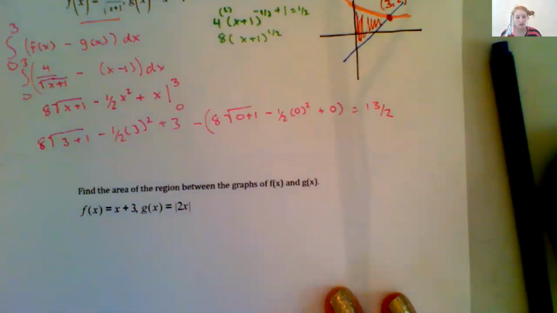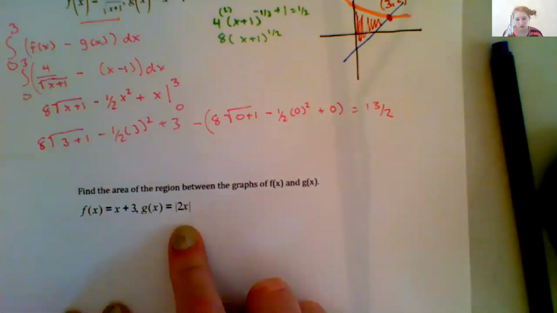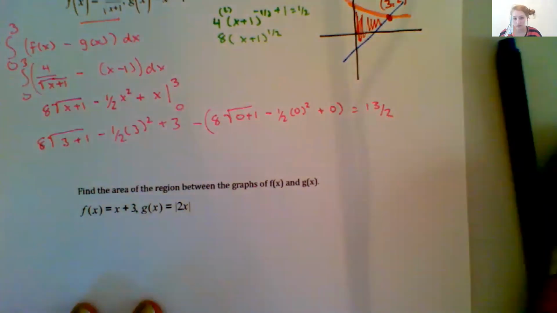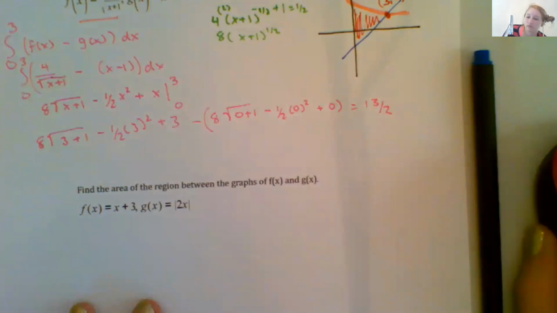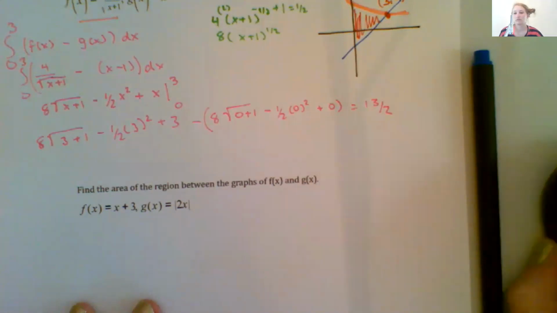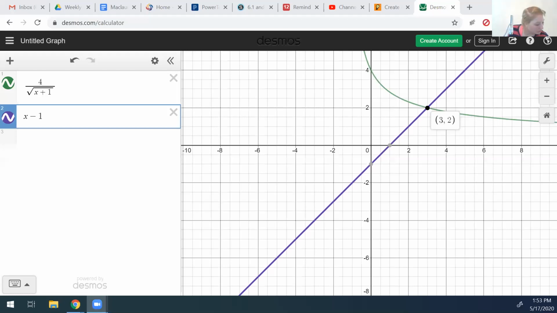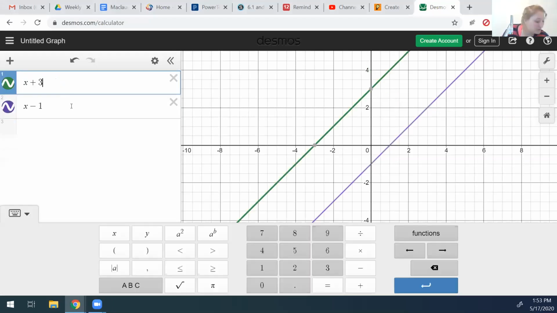Now this next one is going to be a little bit different, because I have this absolute value. So let me go ahead and graph this so we can see this. Okay. So we have x plus 3 and the absolute value of 2x.